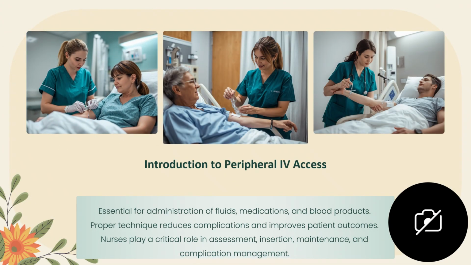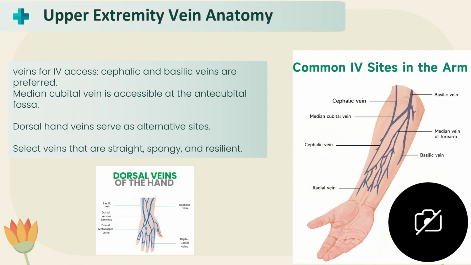An IV is a peripheral vascular access device inserted into a vein to deliver fluids, medication, blood products, and other intravenous therapies safely and effectively. In this slide, we will review the anatomy of the upper extremity veins commonly used for IV cannulation. Understanding the vein anatomy is essential for selecting the most appropriate site and improving insertion success.